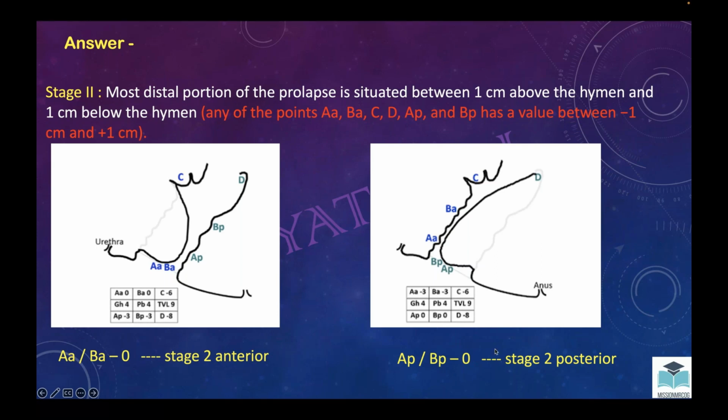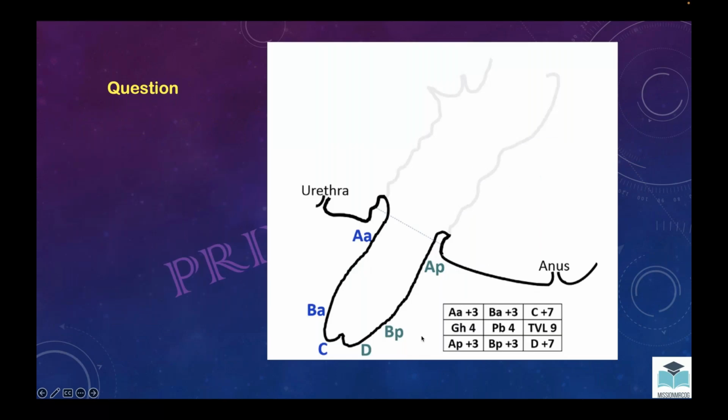Very good. Now someone can answer this. It is difficult, but you guys can try. Procidentia, ma'am. Stage 4 anterior and posterior wall prolapse. Yes. So the anterior wall is completely out, the posterior wall is completely out, the cervix is out, and D is out. Everything is out. It has to be stage 4, but let me explain.